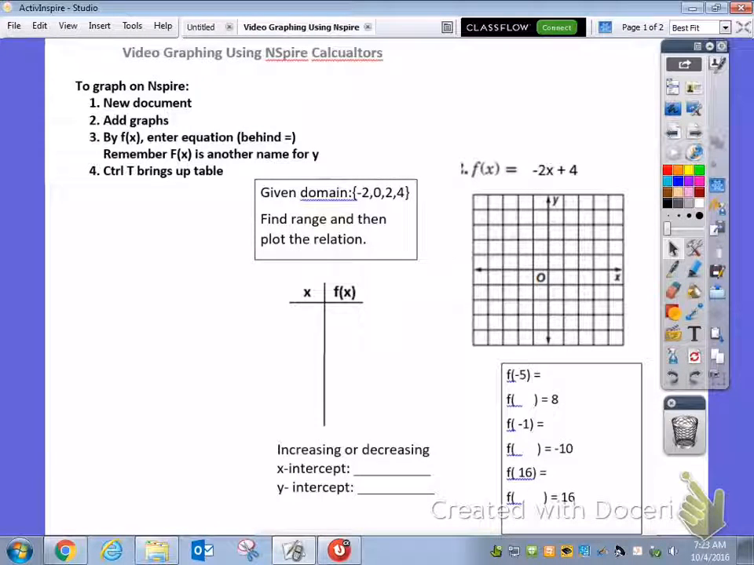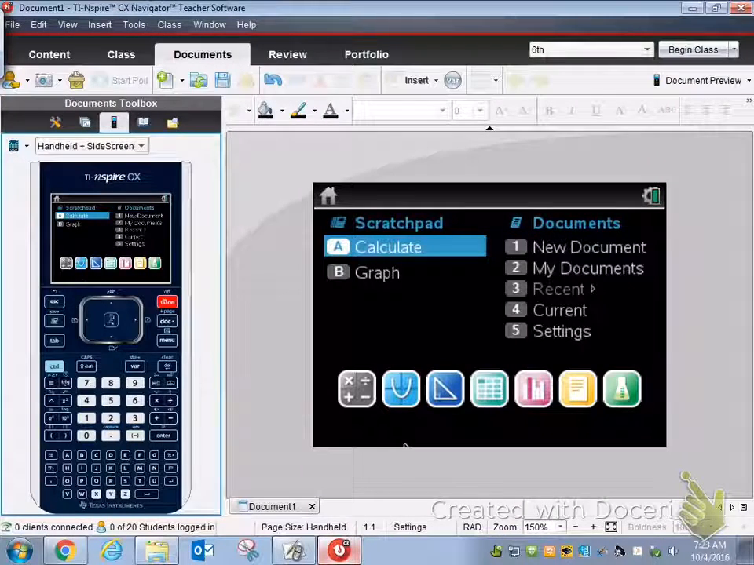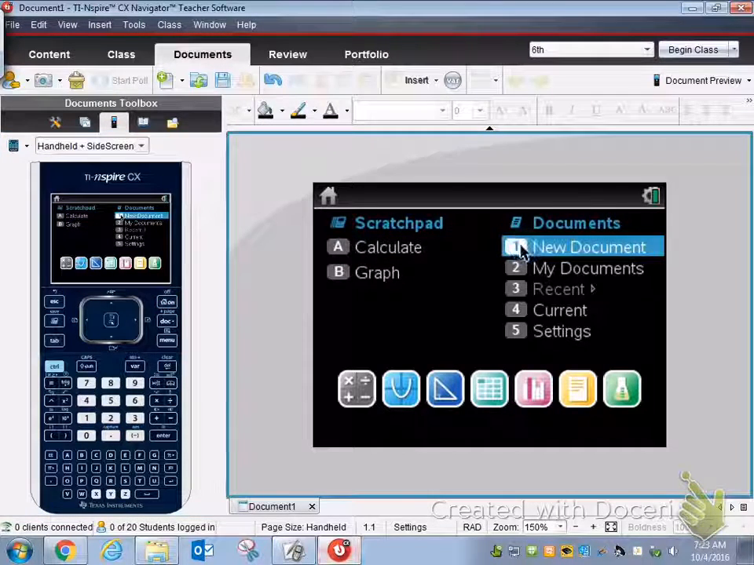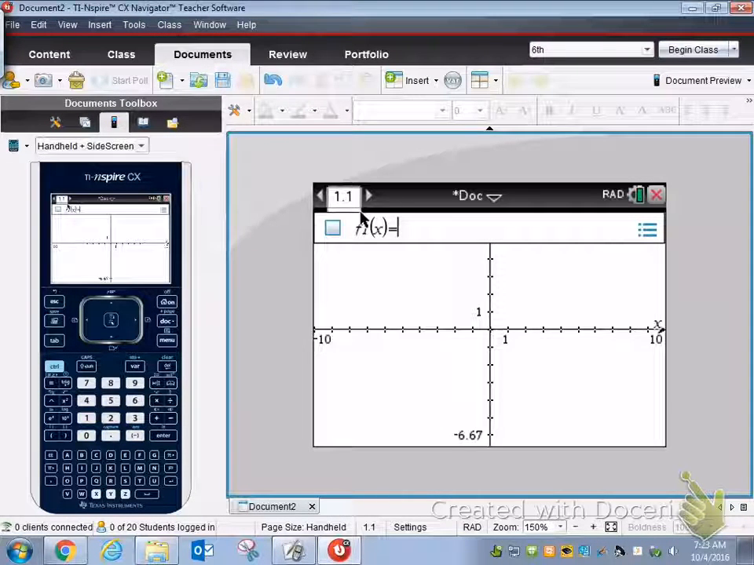Okay, so I'm going to teach you how to graph using the Nspire calculators. I'm going to go through the steps, and hopefully you have your calculator in front of you and you can do this at the same time. On the black screen, you want to go to New Document, so you hit 1. And then on this screen, instead of going to Calculator, you want to go to Graphs, which is number 2.